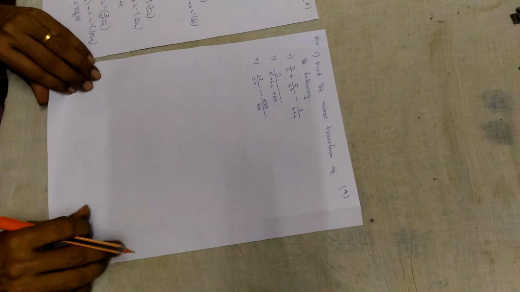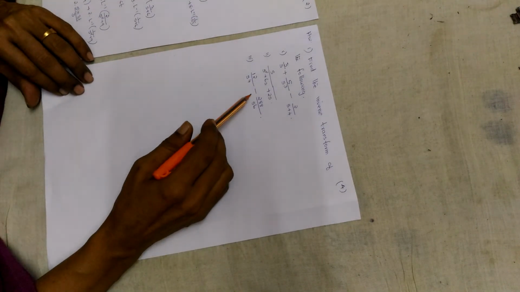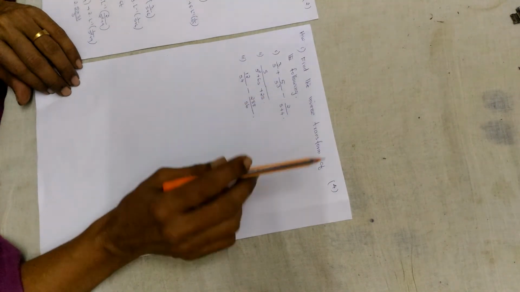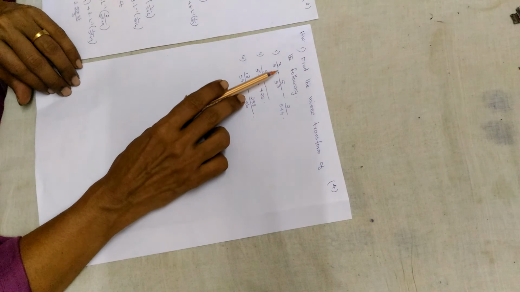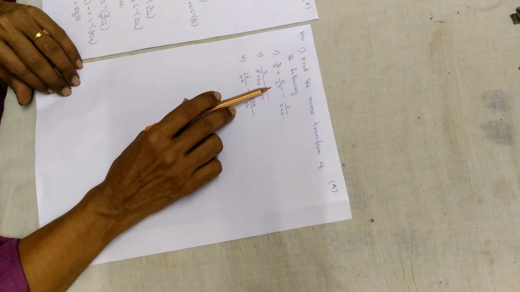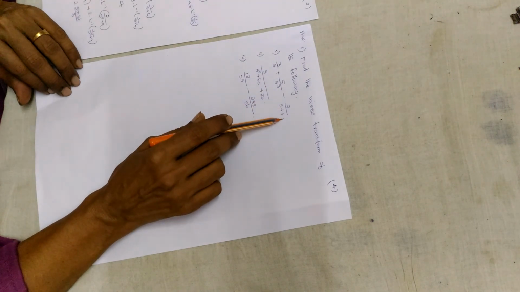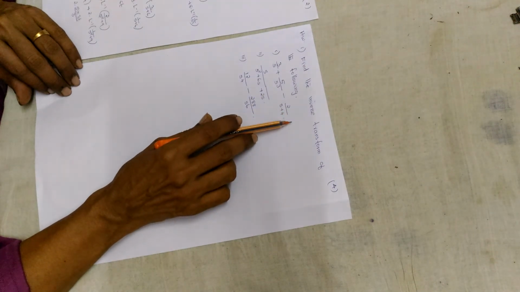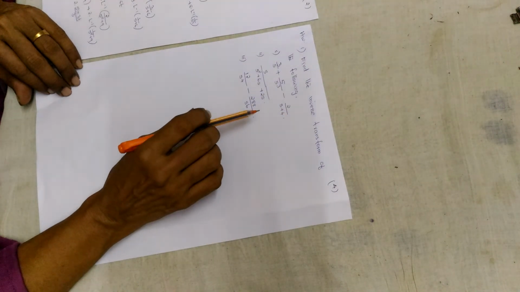So there are 3 problems. Do it as homework. Find the inverse transform of the following. First one is 3 by s plus 5 by s cube minus 2 by s plus 4. Using the linearity property, split into 3 terms and find the inverse Laplace transform.